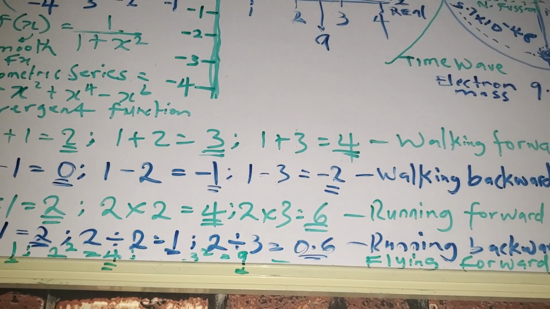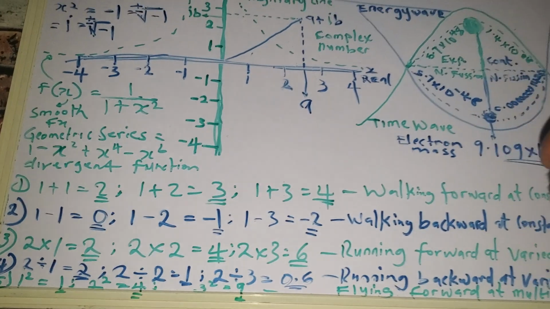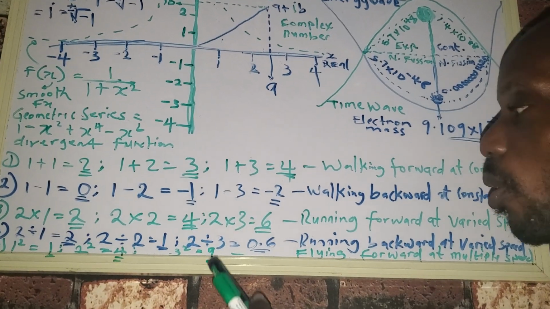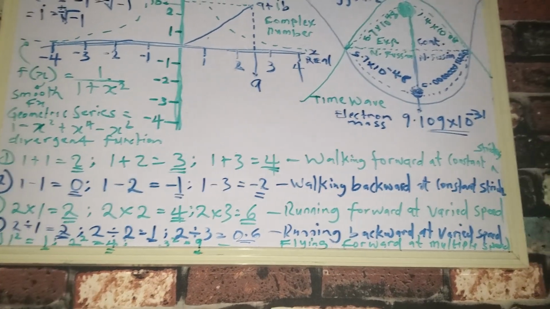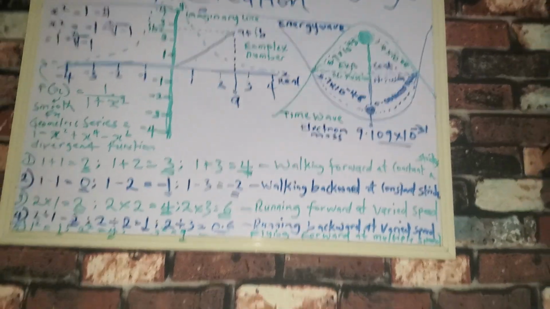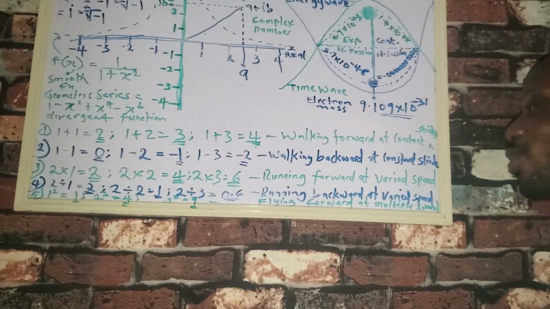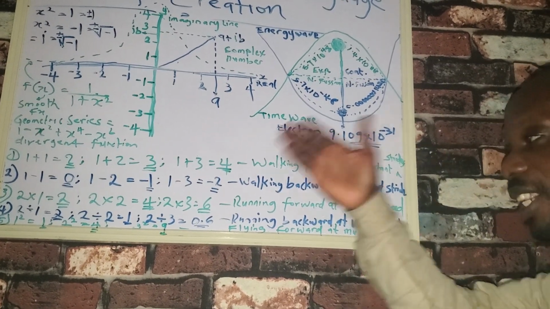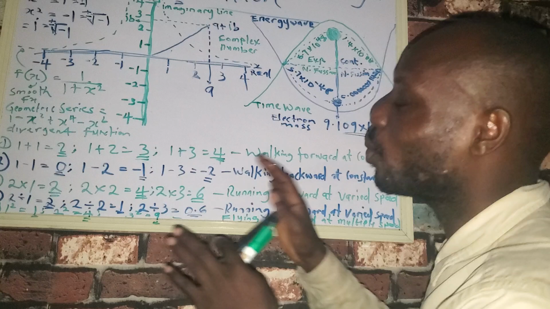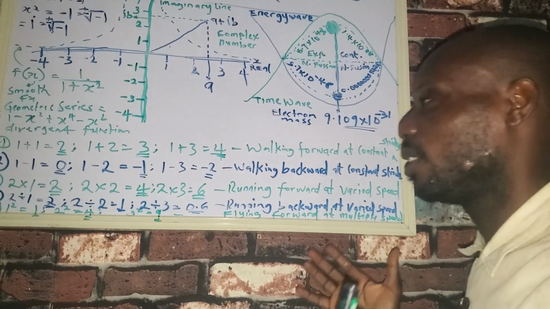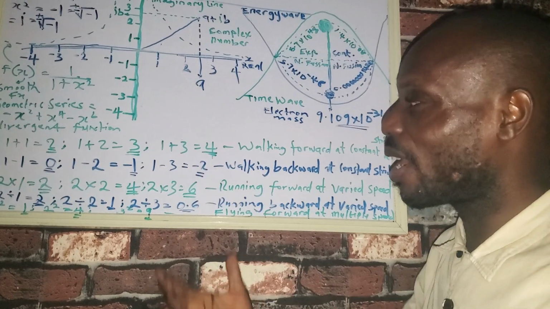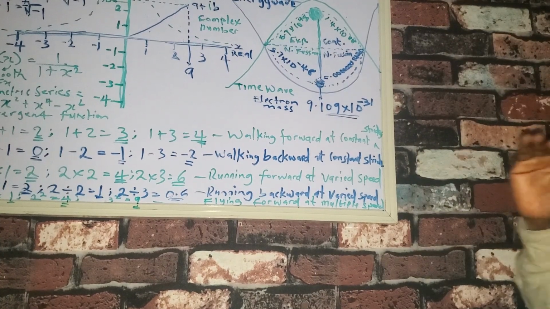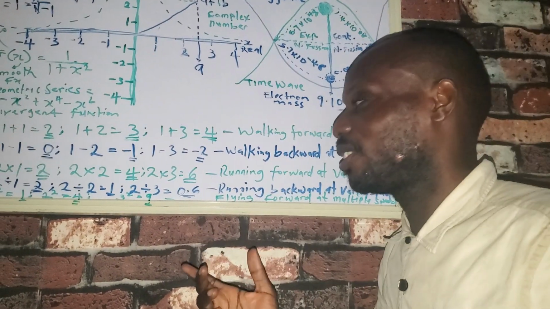Then the inverse of the square is the square root. So the square root of 1 is 1. We know that. Then the square root of 2 is 1.41. Then the square root of 3 is 1.73. So are we going to say we are flying backward at multiple speed? Well, that is what we call it anyway. So those are the operations that we carry out to extend the number system. And now we need to look at advanced number systems.